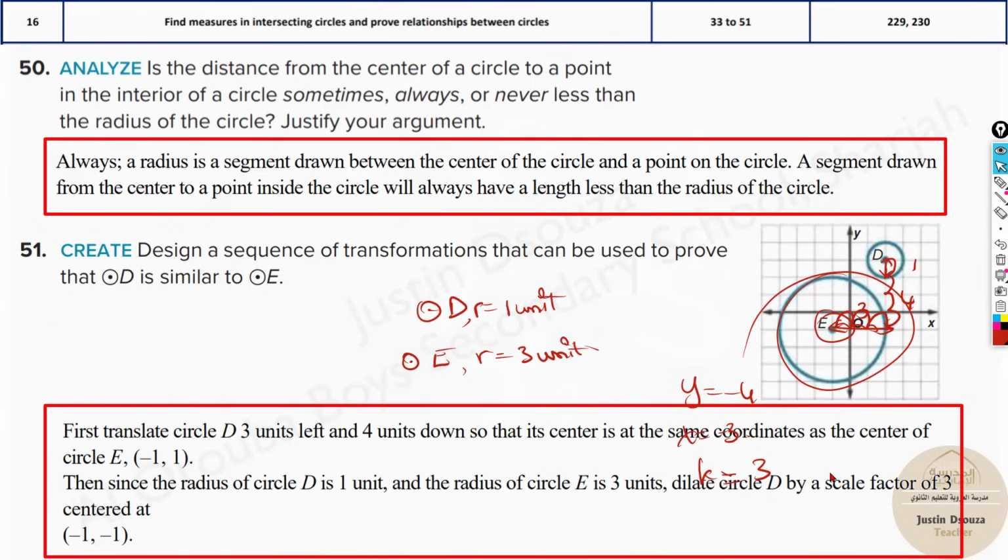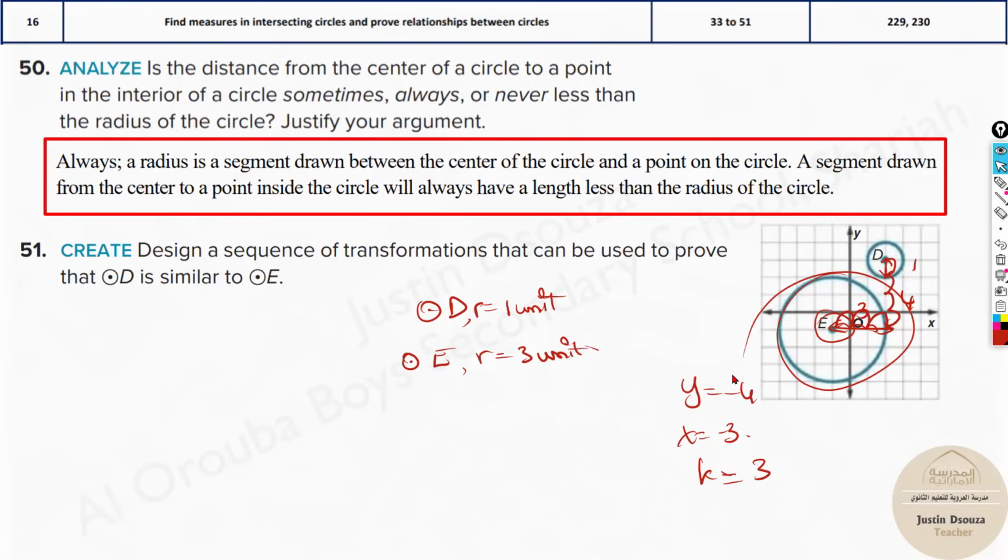So okay, they have written the sentence and stuff. First you need to translate 3 units left. Yeah, correct, x is equal to minus 3. You can see it's left 1, 2, 3, and then down by 4 units, 1, 2, 3, 4, which we write as minus 4 for y. And then you need to dilate it by a scale factor of 3, 3 times. That is how we do it.